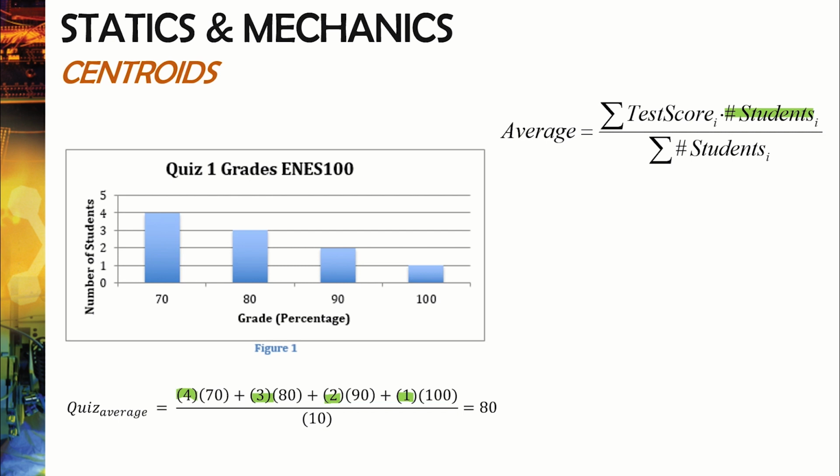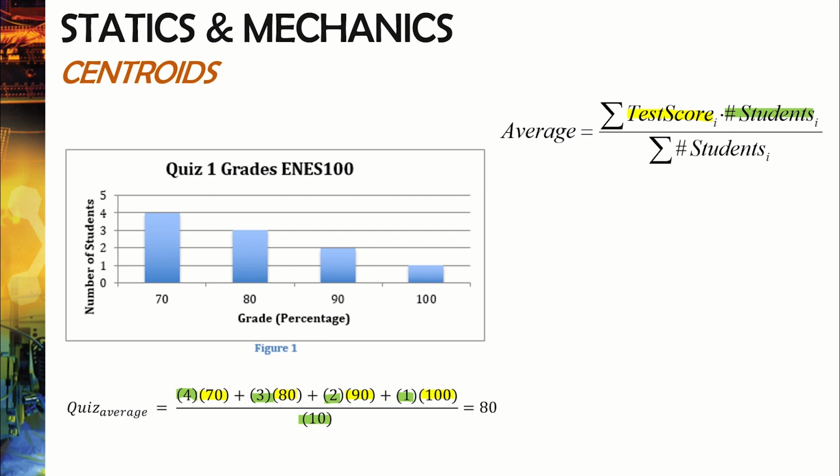As I was explaining in the last slide, the test score is relative to how far the students did away from some datum. Here we're measuring all the scores from a base score of 0. So we've got 70, 80, 90, and 100. And last but not least, we divide all of this by the total number of students there are in the system to find what the average is, which was a total of 10 students. What you see is that the answer to this question is 80, or that the average on this quiz is an 80.